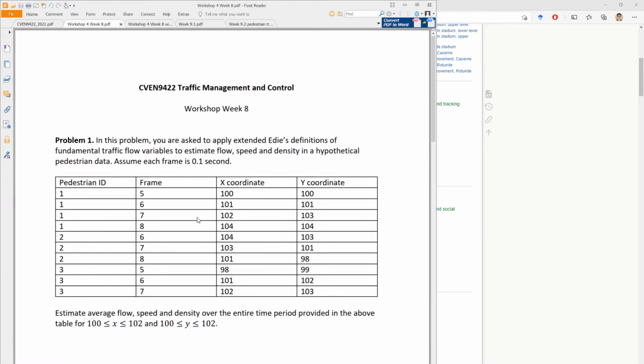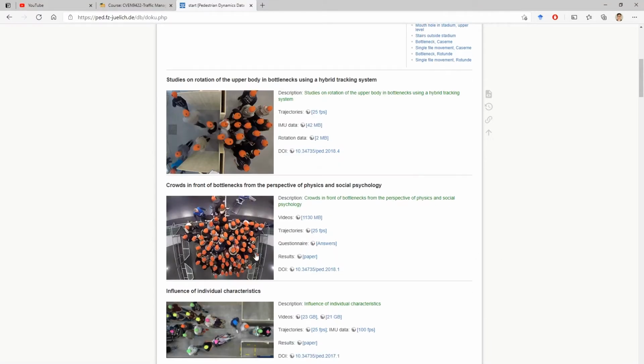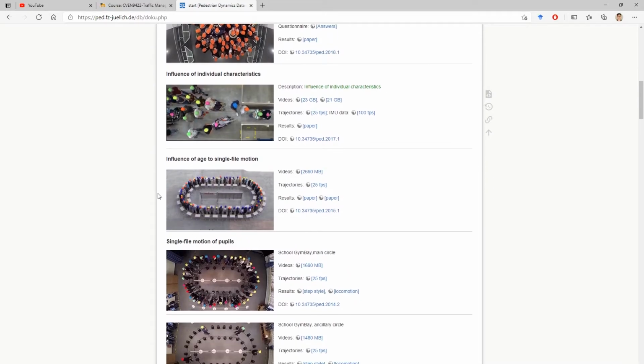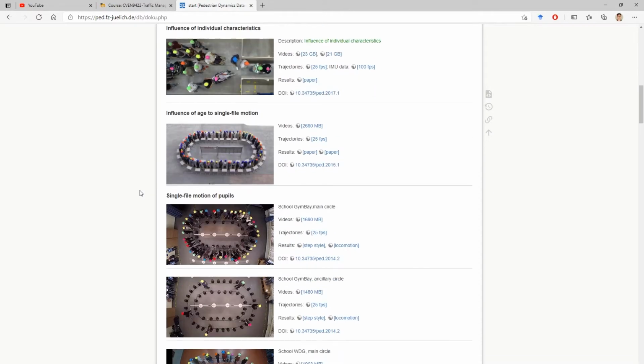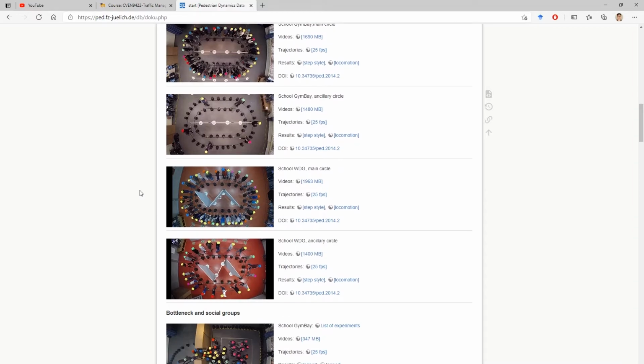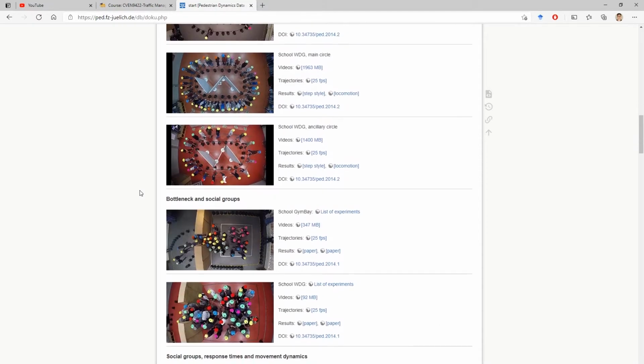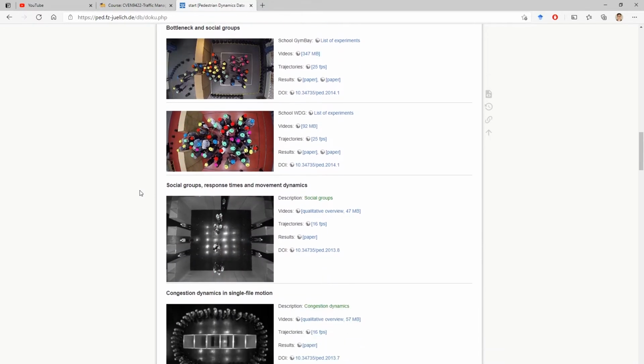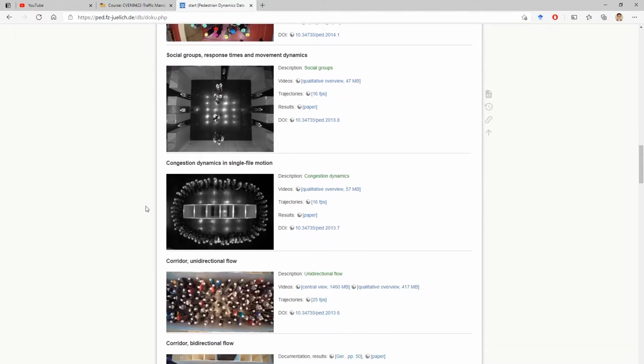similar to what happened in this table. But when you have a lot more participants, a lot more people, it's more complicated, though it's the same idea. And they have different setups. They have single files, bidirectional flows, some obstacles, some bottlenecks that people go through, and some cross flow.